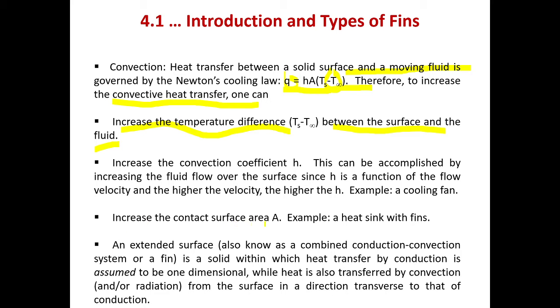Next, increase the contact surface area. After increasing the contact surface area, we can say that Q will also increase. An example is the heat sink with fins. An extended surface, also known as a combined conduction-convection system or a fin, is a solid within which heat transfer by conduction is assumed to be one dimensional, while heat is also transferred by convection and radiation from the surface in a direction transverse to that of conduction.